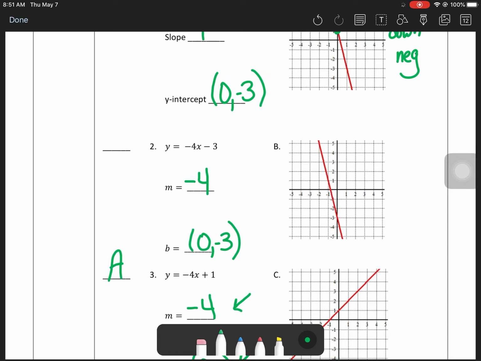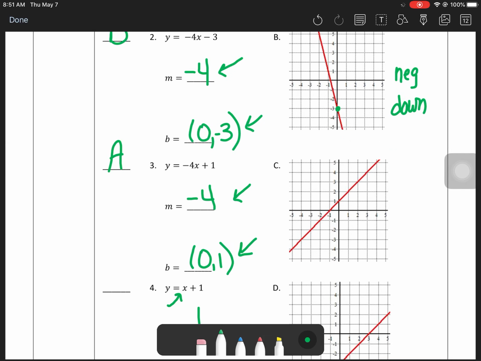Okay, let's look at B. Our y-intercept is at negative 3 and our slope is negative because it's going down. So let's look across at number 2. Our slope is negative and our y-intercept is at negative 3. So that's going to be our B.